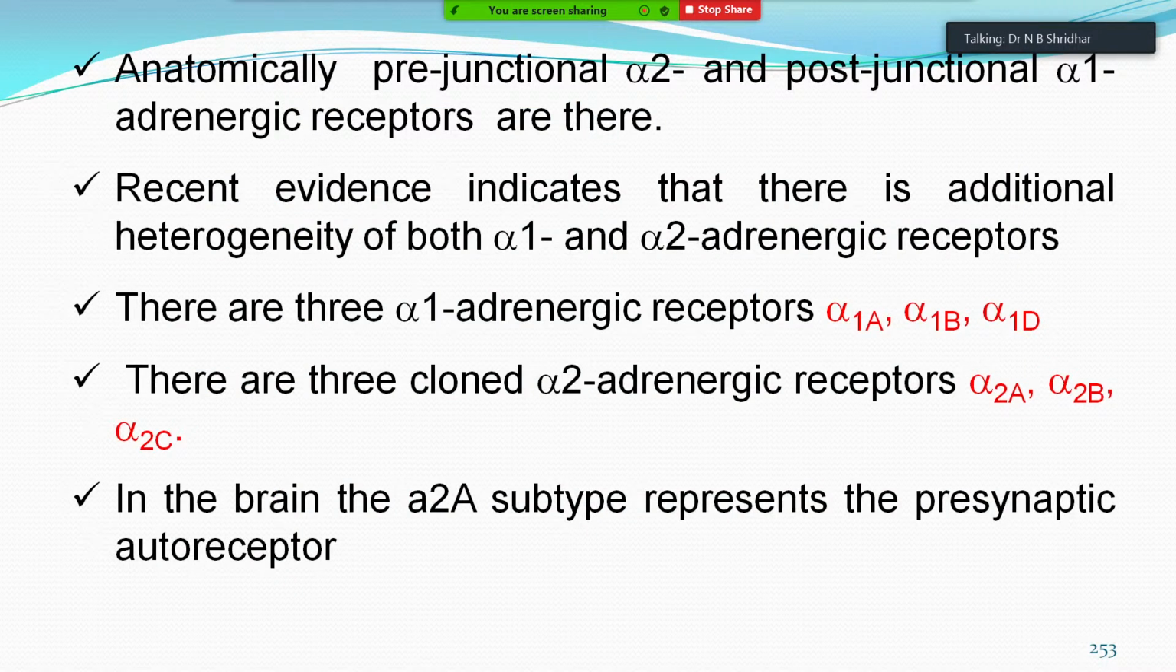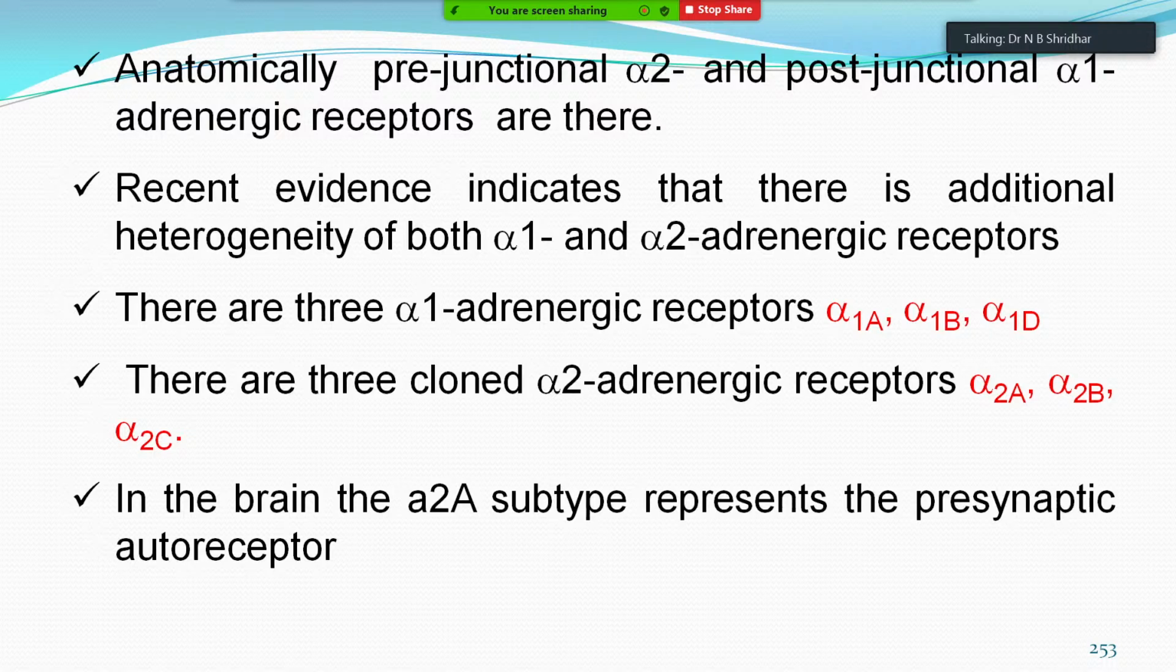So anatomically, pre-junctional alpha 2 and post-junctional alpha 1 type of the receptors are there. Pre-junctional alpha 2 and post-junctional alpha 1 adrenergic receptors are usually its anatomical location, but there are recent evidences that there is additional heterogeneity of alpha 1 and alpha 2 adrenergic receptors. See, the alpha 1 adrenergic receptors in many of the smooth muscle are going to contract, whereas in case of gastric smooth muscle it is going to relax. So because this is the subpopulation, the distribution of the subpopulation of the receptor.